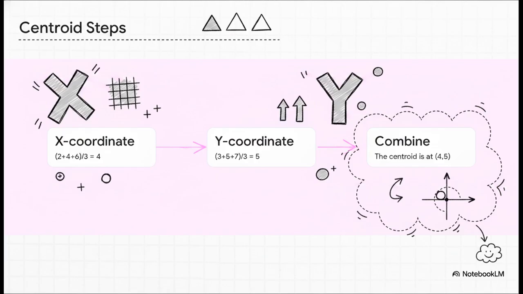Step 3, combine your new x and y and we smoothly arrive at 4, 5, which means option A is absolutely correct. Centroid निकालना तो एकदम बच्चों का खेल है, right?